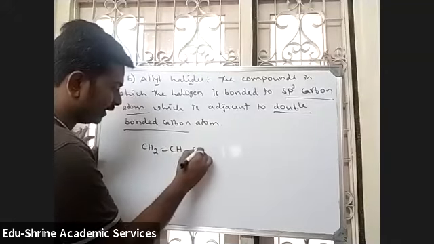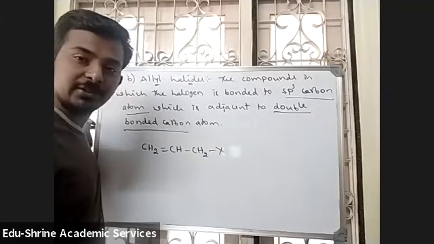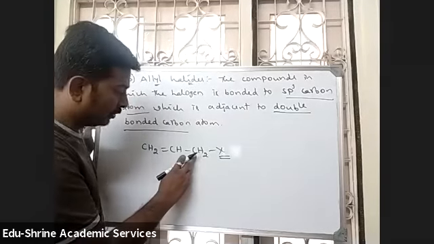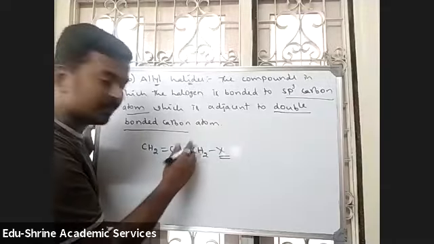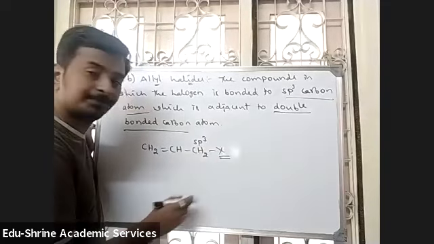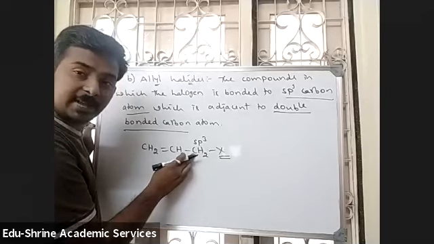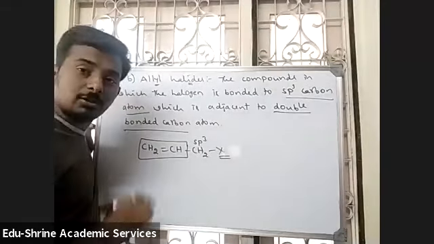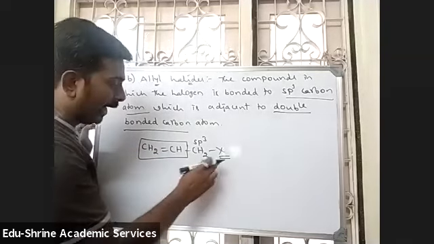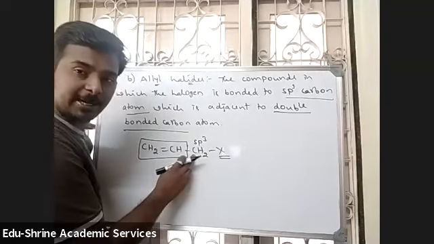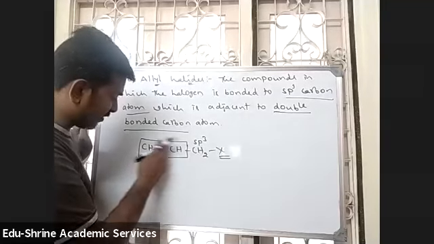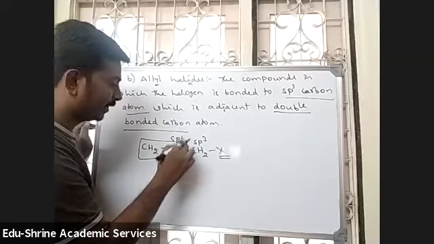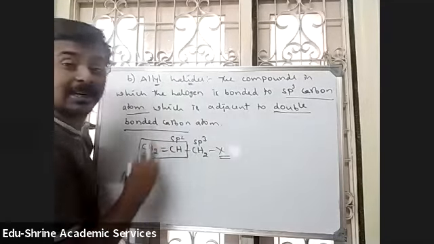CH2=CH-CH2-X. This is the halogen atom. This halogen atom is bonded to a carbon atom. So you can see this carbon atom has only single bonds, so it will be sp3 hybridized. Further, this carbon atom is again attached to a double bonded system. So these types of compounds, in which halogen is bonded to an sp3 carbon atom and this sp3 carbon atom must be attached to a double bonded carbon atom, sp2, are called allylic halides.